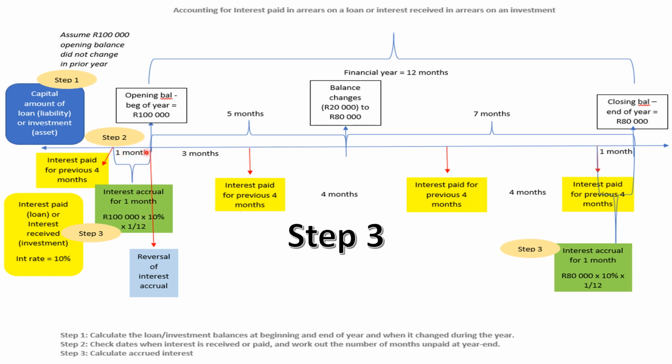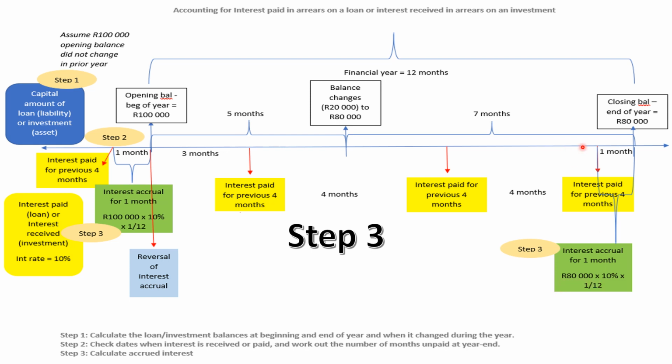Whatever that interest amount is, we would have an accrual for interest at the end of the prior year, which we would then reverse at the beginning of the current year. And I'll show you those journal entries now. Then at the end of the current year, I would again have interest for 1 month that hasn't been paid. So I have to make an accrual for interest.